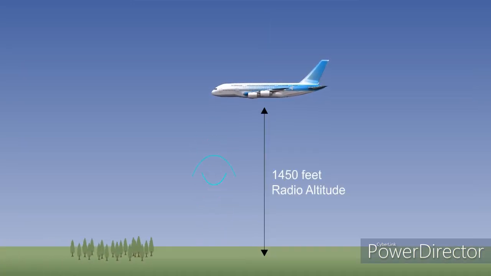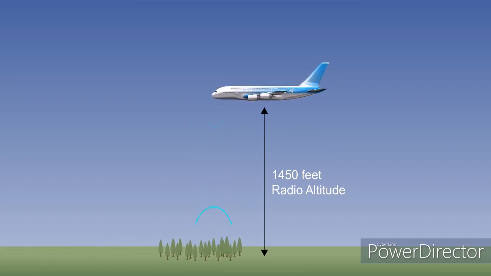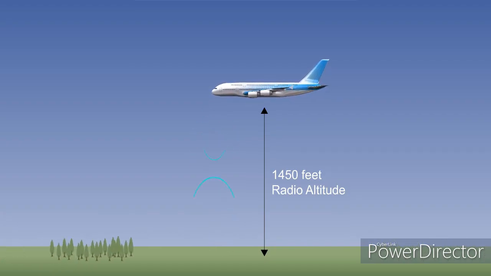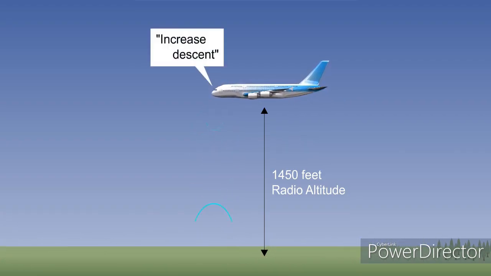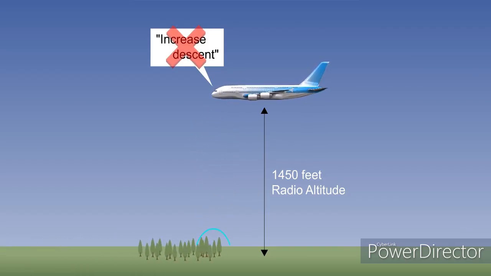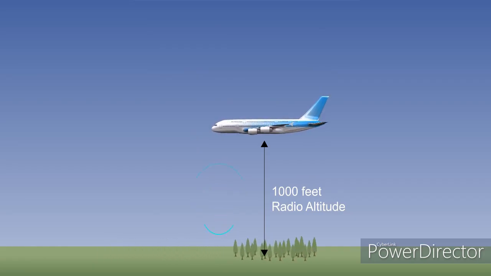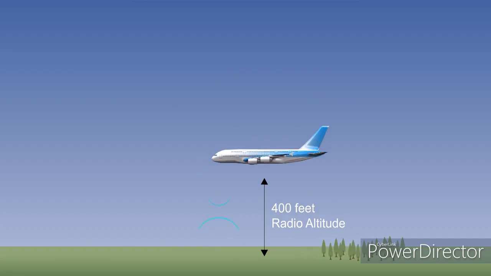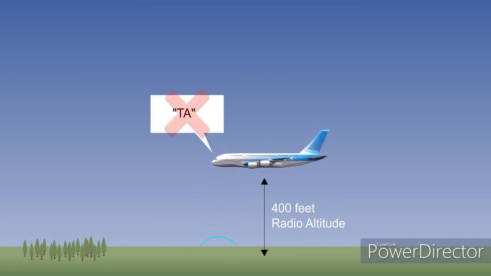There are times when the aircraft is not going to be able to follow a full resolution advisory, and so there are various inputs into the system which restricts TCAS resolution advisories. An input from the radio altimeter restricts resolution advisories from issuing the increased descent instruction below 1,450 feet. At 1,000 feet, no resolution advisories are produced, and below 400 feet, no traffic advisories are produced.